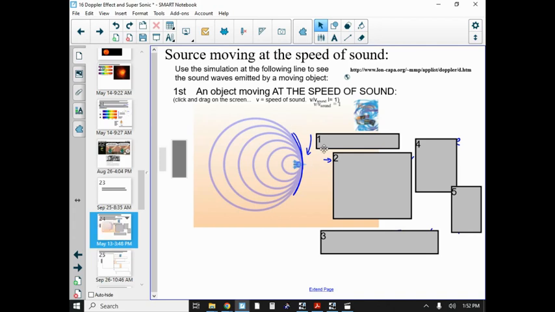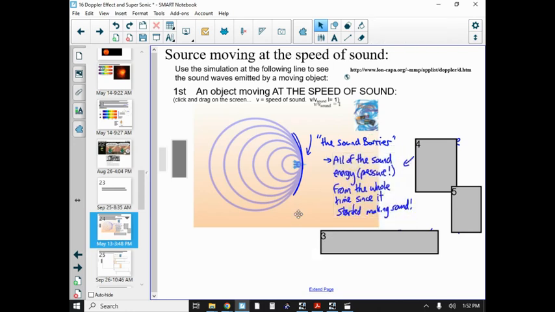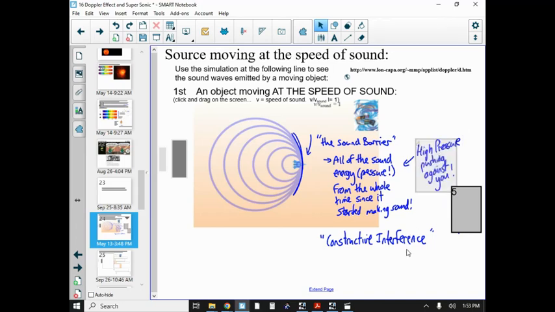So we have this sound barrier, like I was saying. So that's all of the sound, the energy, the pressure from the whole time since it started moving and making sound and so on. So that's basically constructive interference. All that energy is adding up. Use another word from the course. And so that high pressure is pushing against you. And so it's very hard to go faster. To break the sound barrier is difficult.